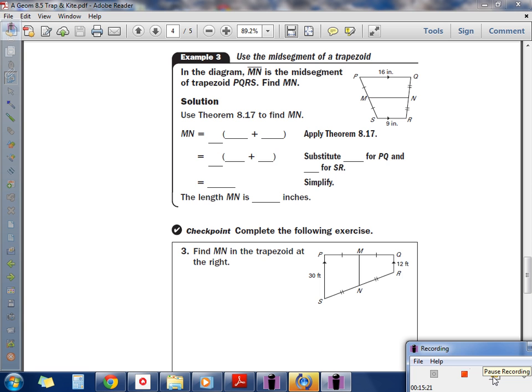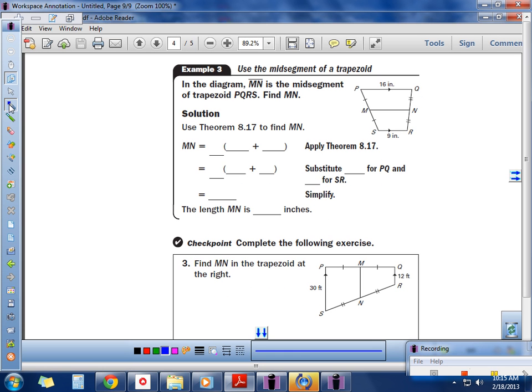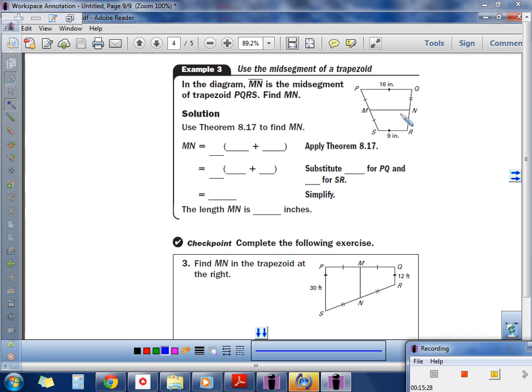All right, now we're going to talk about those mid-segments on a trapezoid. So we have a mid-segment drawn. It tells us it's a mid-segment, so key in on that word. Whenever you're trying to find this segment right here that's connecting the two midpoints, you should remember that it's going to be between these two numbers, 9 and 16. How do we find that number that's between them? Add them, divide by 2. So 9 plus 16 divided by 2 is 12.5.